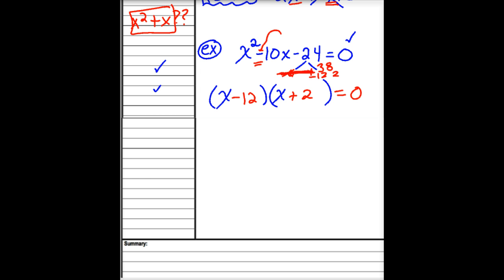And I have factored it. Now I need to see what makes each factor equal to 0. Well, what makes this factor equal to 0? And the answer is 12. What makes this factor equal to 0? And the answer is negative 2. So I have 2 solutions to that quadratic equation.